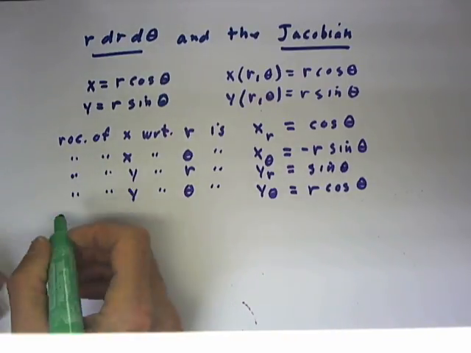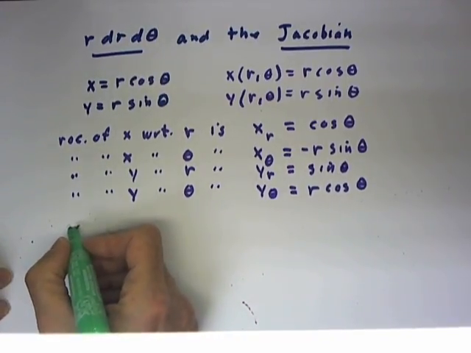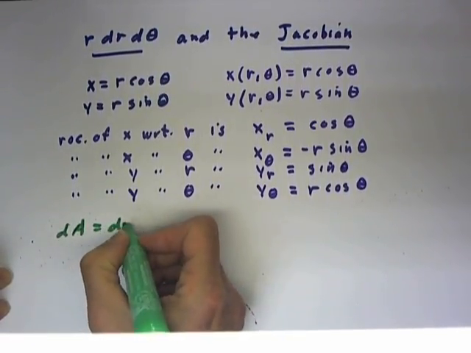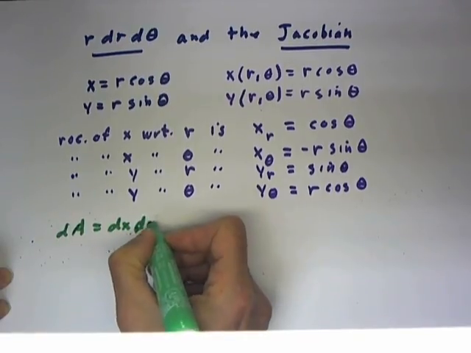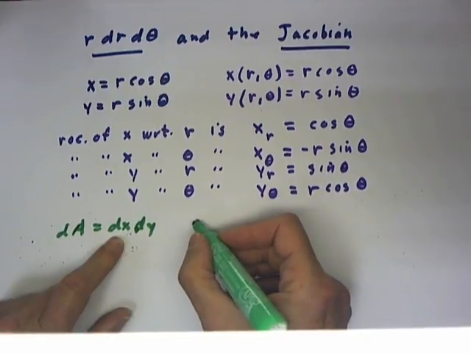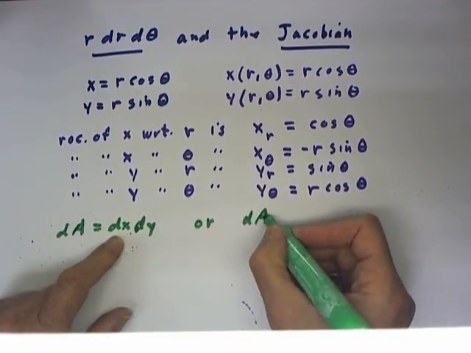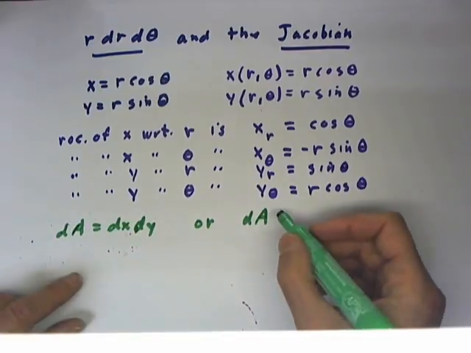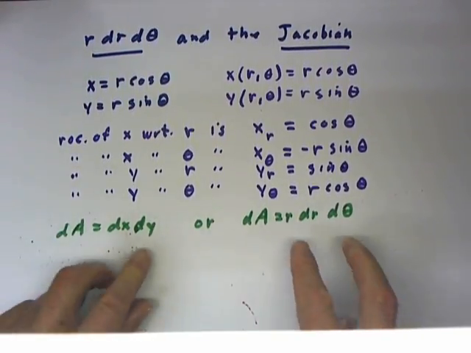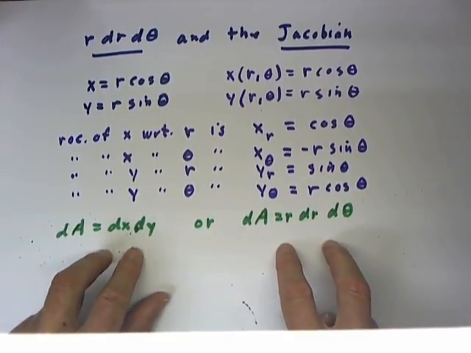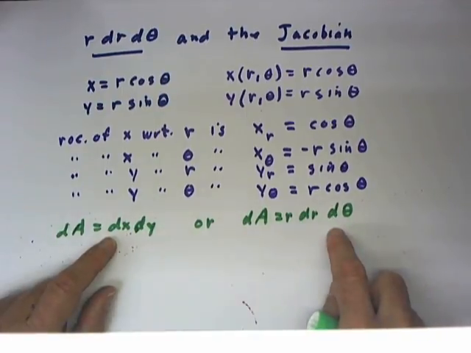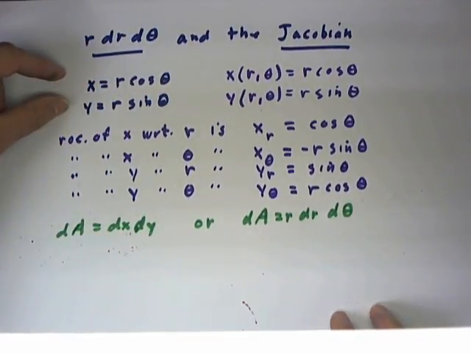Now we know our area increment in rectangular coordinates is dx dy. With respect to polar coordinates, it's r dr d theta, and we understand the reasons for both of these at this point. The question is, how do these area increments transform if we go from one coordinate system to the other?